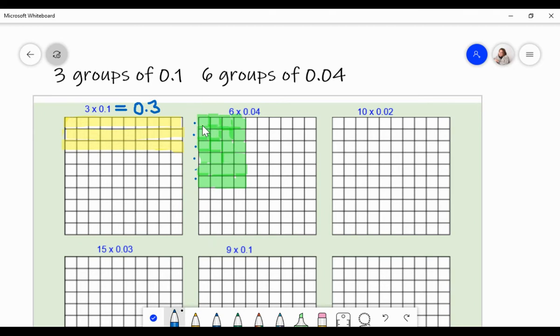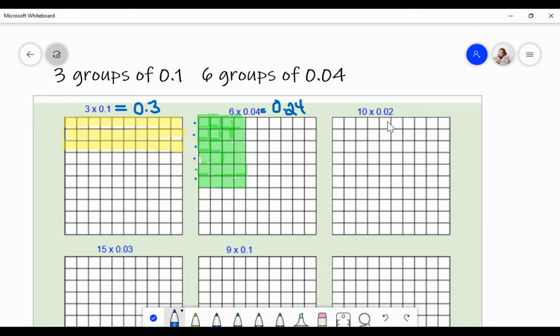Well, I know that if I counted all of these up, if there was 6 times 4, that we have is 24. So this is going to equal 24 hundredths. Excellent work. All right, let's look at this next one.